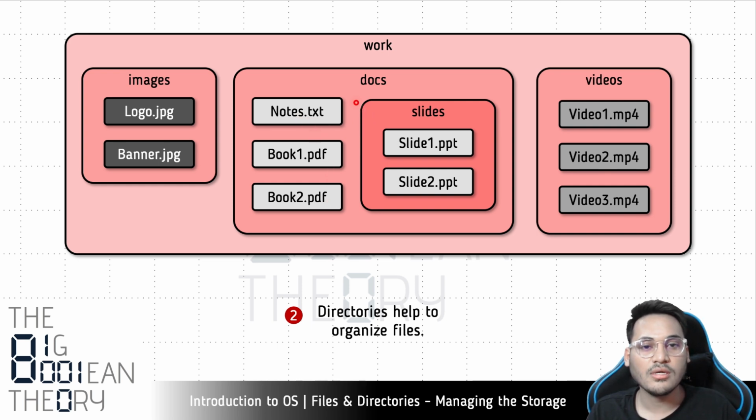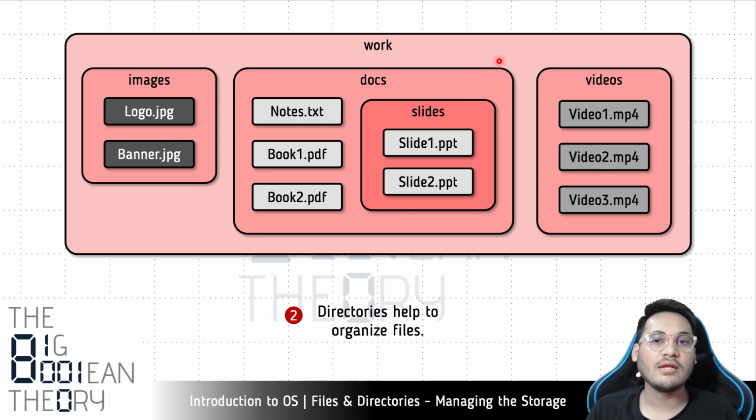So as you can see, a directory can not only contain files, but it can also contain other directories. So documents contains these text files, these PDF files, and apart from that, it also contains the slides directory. And finally, since all of these directories, that is the images, documents and videos, contain files that are related to my work, I have grouped all of these directories into one single directory, that is the work directory. So this is how one could group their files and organize them.